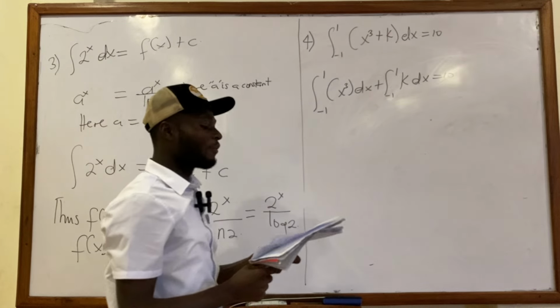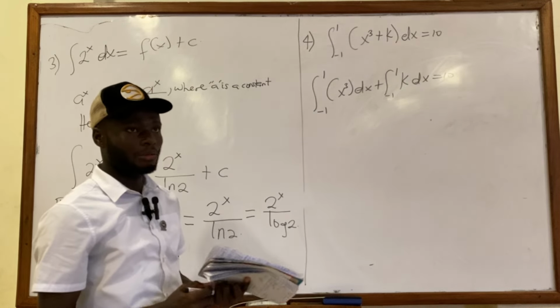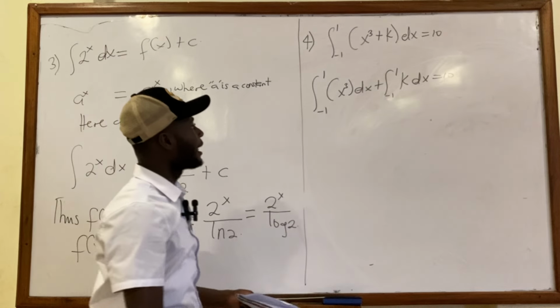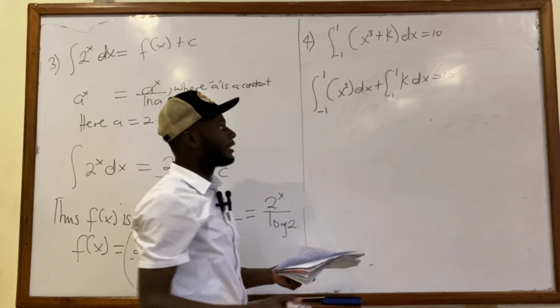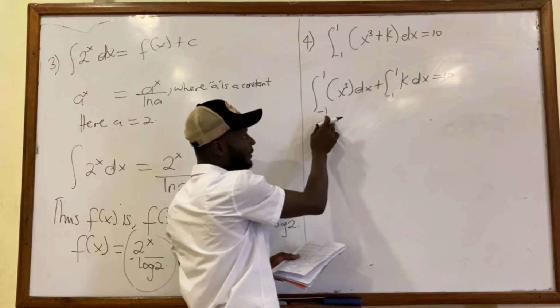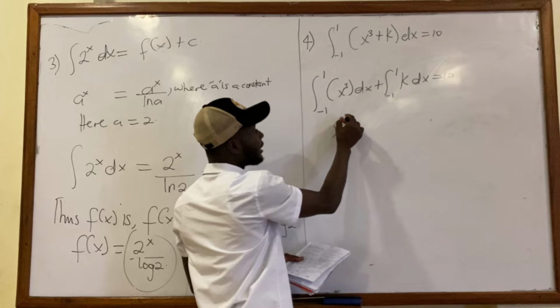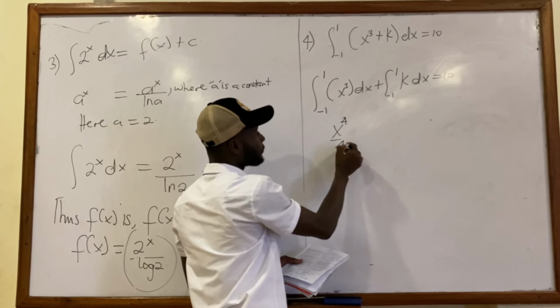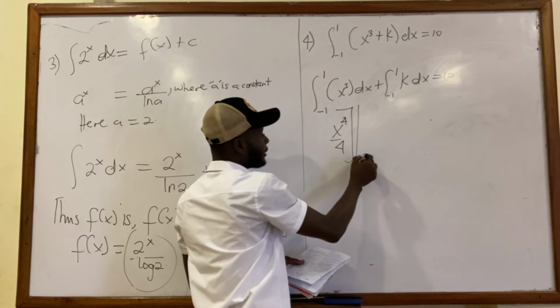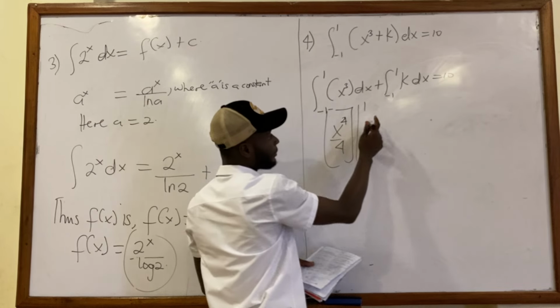First, calculate the integral of s cubed, and then calculate the integral of k. When we calculate the integral of s cubed, we have s power 4 over 4. Then the limits are negative 1 and 1.